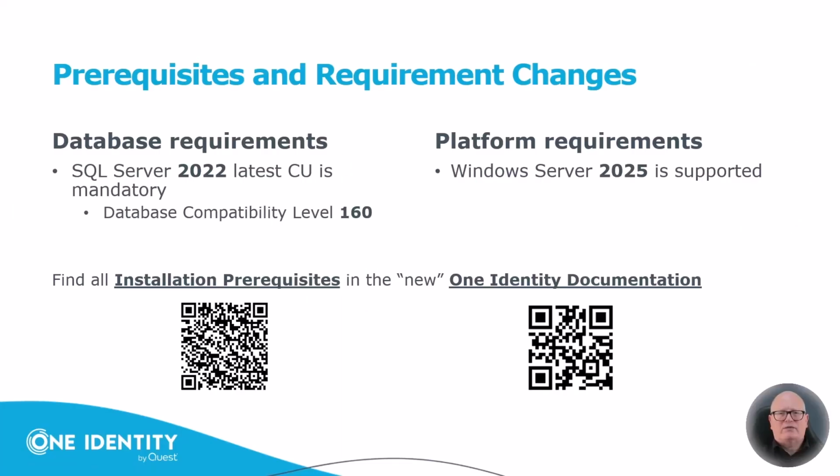Let's start like always with our prerequisites and requirement changes. First, the database requirements. You need a SQL Server 2022 or later, and of course, like always, the latest CU. What you have to configure for your database is a database compatibility level of 160. Additionally, for this release, Windows Server 2025 is supported.